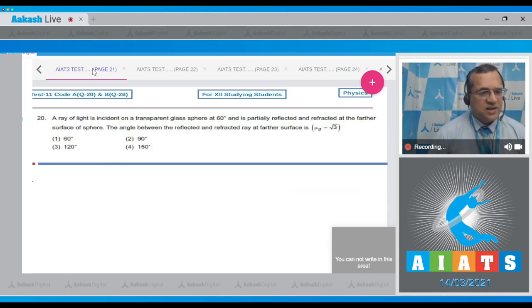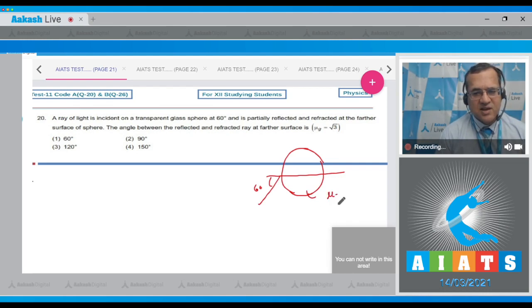Question number 20 says that a ray of light is incident on a transparent glass sphere at 60 degrees and is partially reflected and refracted at the farther surface of the sphere. The angle between the reflected and the refracted ray at the farther surface is, and mu for the glass is given as √3. Now dear student, this was the sphere, and from here the ray is incident at an angle of 60 degrees. The refractive index of this glass is given as √3. So the ray will go like this, and this is the angle of incidence.